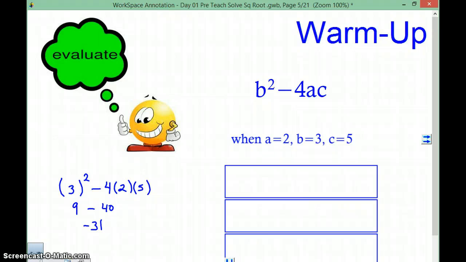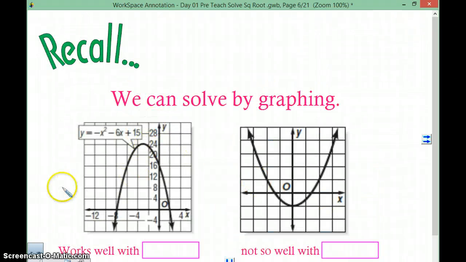All right, moving right along. Let's just remember a few things. One way we can solve quadratics is by graphing. If you graphed this equation, what would the solutions be? Well, you can see that each box is worth 2, so this would be a solution right here, negative 8. And with this, positive 2.